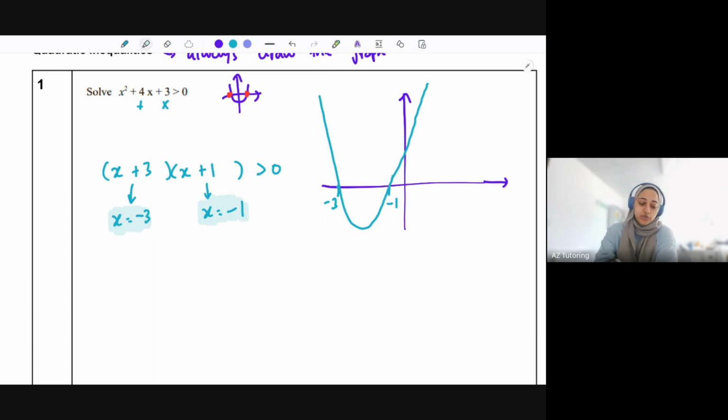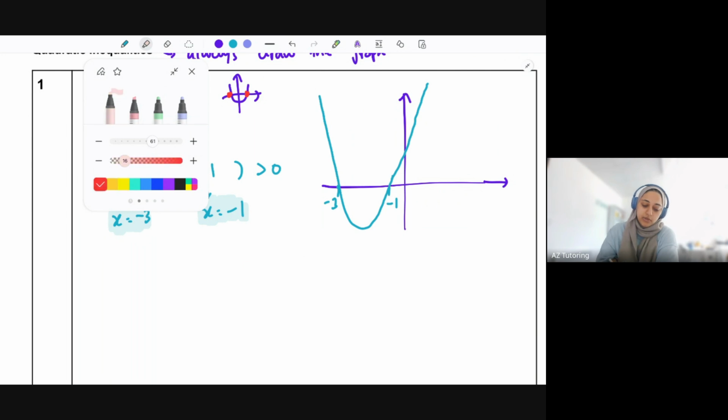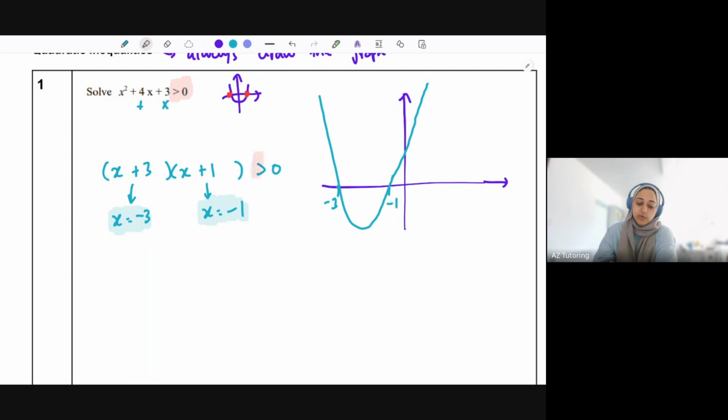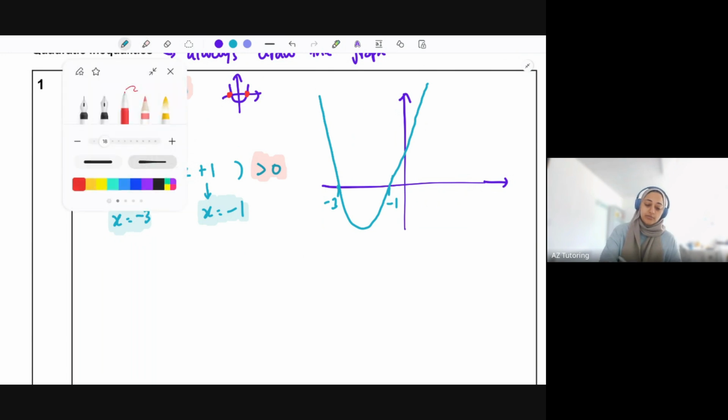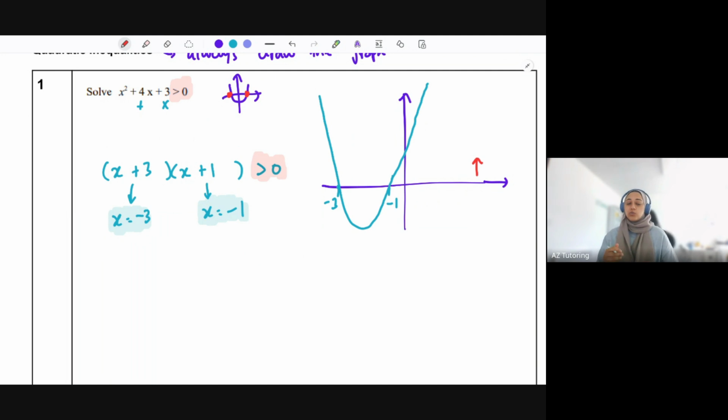The next part, which you now need to look out for, is this: we want to solve it when it's more than 0. So when the graph is more than 0, it is above the x-axis. It's where that graph is above the x-axis, and I can see that this graph is above the x-axis here and here. If it was less than 0, which we'll do in another example, it would have been below the x-axis. So just to explain again, if it's more than 0, it's above the x-axis, and you're finding where the graph that you've just drawn is above the x-axis.